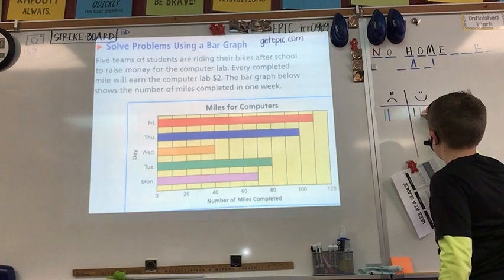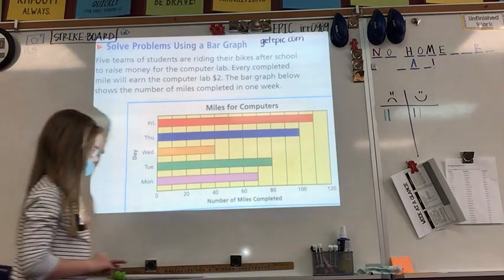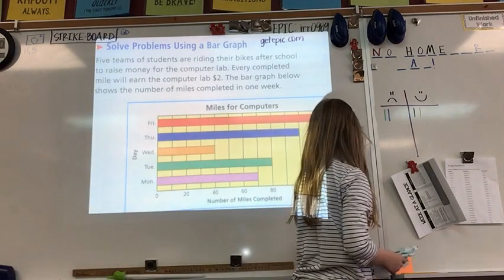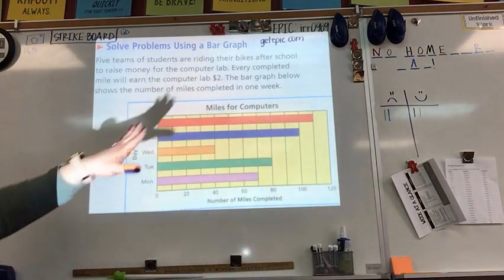Numero tres. Here's one that'll take you a little longer. If you need your marker to add up these facts, you can, because it says how many miles did they ride in all? How many miles did they ride in all? When you have this one solved, you can put your hand on your head to show me that you got it. I'm watching my speedy mathematicians. How many miles did they ride in all?